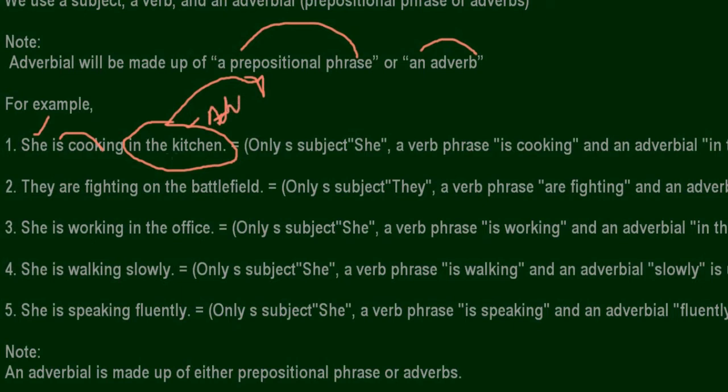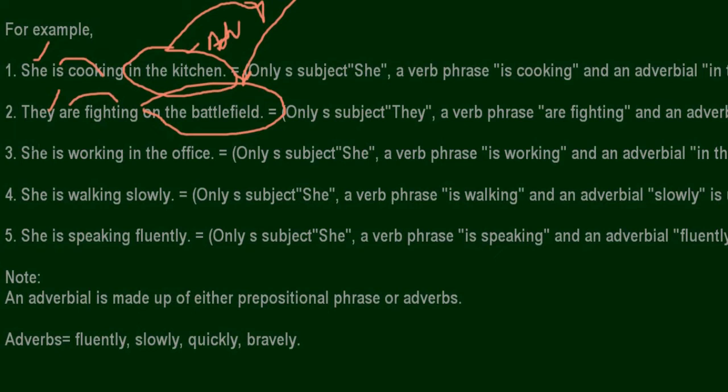Okay, it is adverbial because it is made up of a prepositional phrase. Then we have: they are fighting on the battlefield. Their is the subject, are fighting is the verb phrase, and on the battlefield is a prepositional phrase, because we have a preposition and we have a noun.